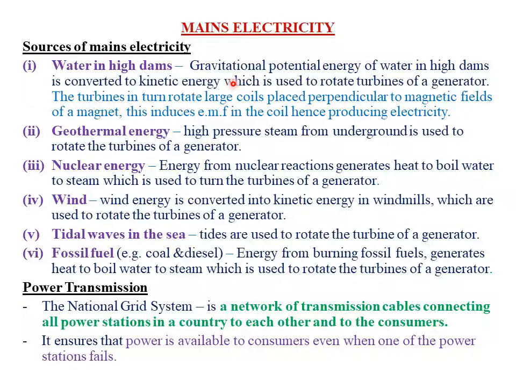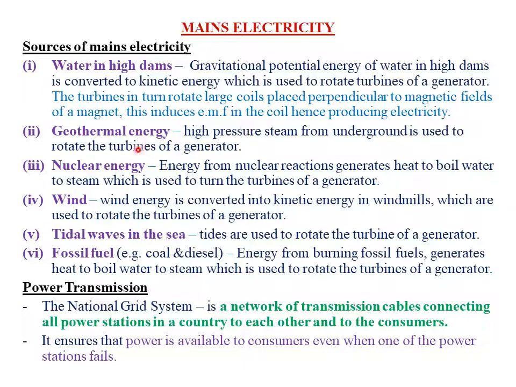So that kinetic energy is used to rotate the turbines of the generator. The turbines in turn are connected to the coil of either the AC generator or the DC generator, and they rotate large coils placed between the magnetic fields of a magnet. Of course, whenever a coil or a conductor is rotated within a magnetic field such that it meets it at an angle of 90 degrees, then we expect some EMF to be induced. So this induces EMF in the coil, hence producing electricity.